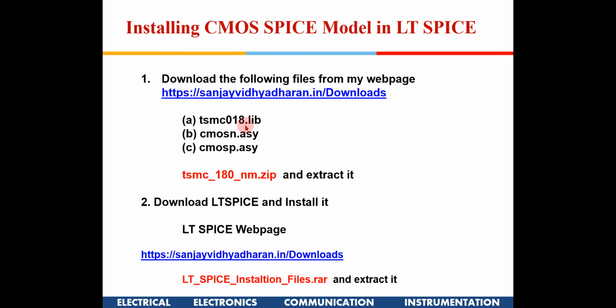So you have the .lib file. The .lib file contains the spice directory and spice model, and these are the symbols. .asy stands for the symbols. Having downloaded that, you can then download LTSpice. You can go to the LTSpice web page. I think LTSpice is also available on my page, but you can directly download it from the LTSpice web page.